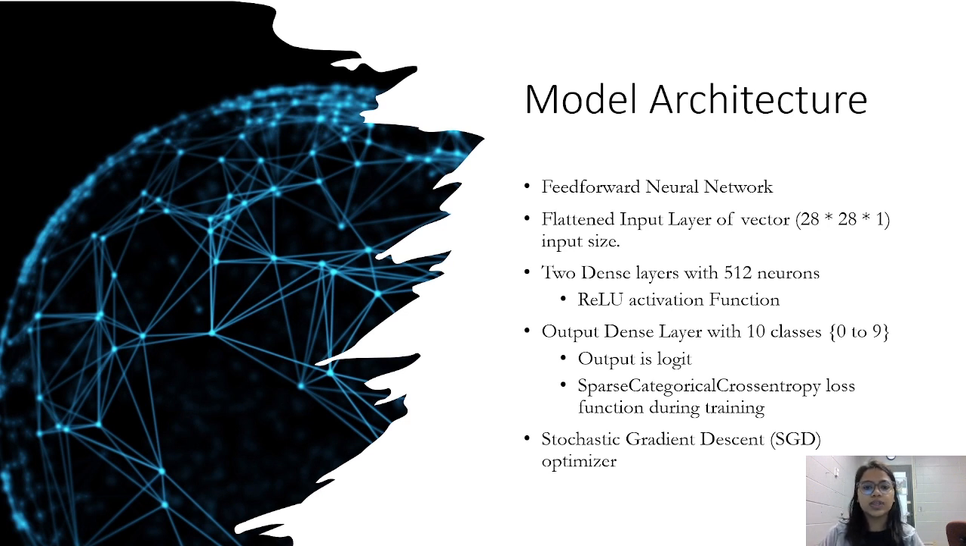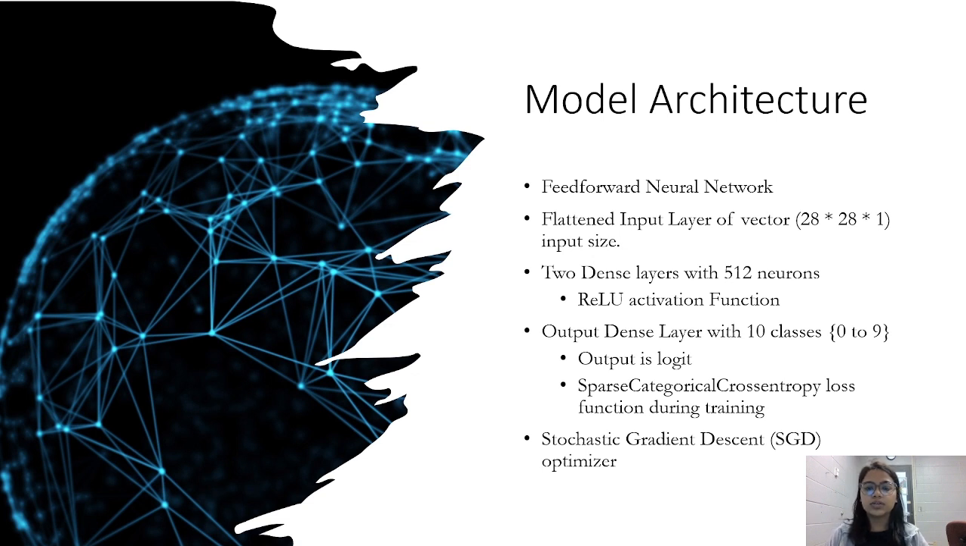We used the same architecture for training both models. We use a feed-forward neural network. For flattening the input layer, we use 28 by 28 input size. Then we had two dense layers with 512 neurons, and for introducing non-linearity, we used the ReLU activation function. Our output dense layer consists of 10 classes. Our output is a logit, and for the loss function we use sparse categorical cross entropy during training.